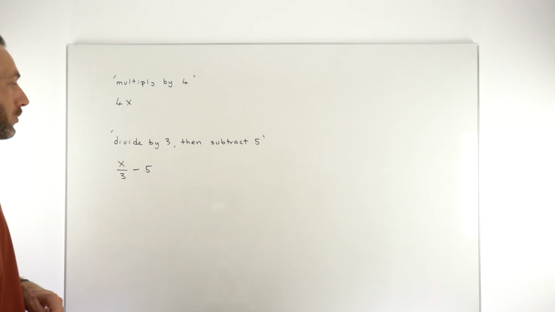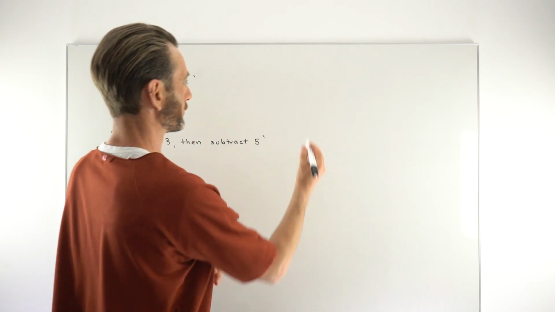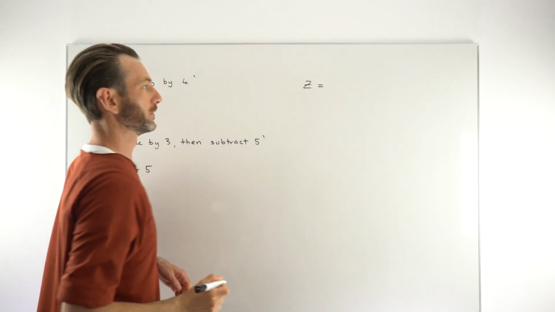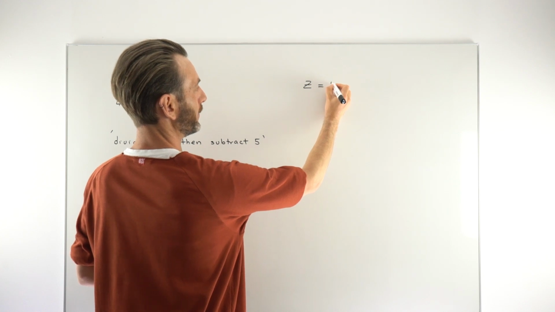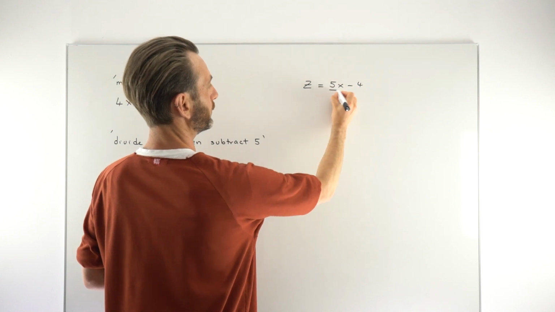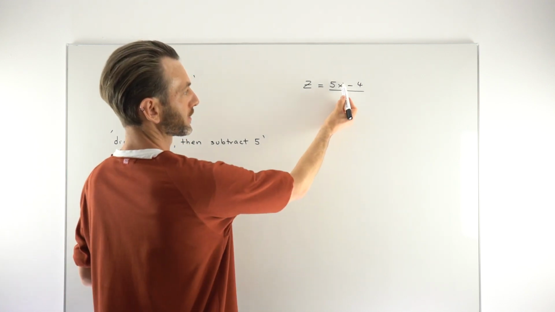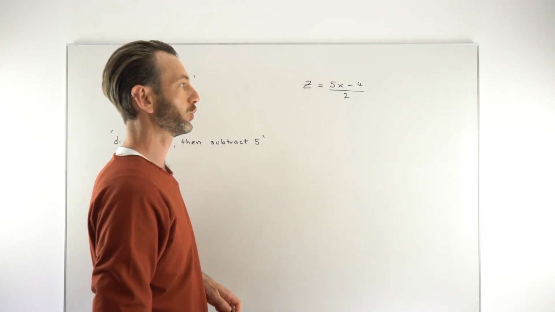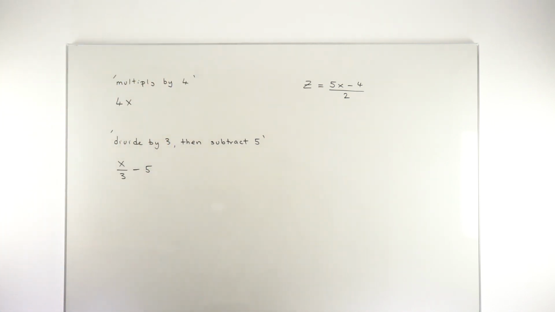So the idea of an algebraic formula, sometimes it can just be a made-up, purely mathematical object. So I could just make up a formula. I could say that I want my letter z, or zed, depending on which part of the world you're in, to be equal to something like, let's say, 5x minus 4, and I want to divide all of that by 2. So I've just made that formula up. It doesn't mean anything, but I could start to substitute values here into the variable x, and every time I substitute in a different value, I'll get a different value for z. Okay, so that's just an example of a made-up algebraic formula.